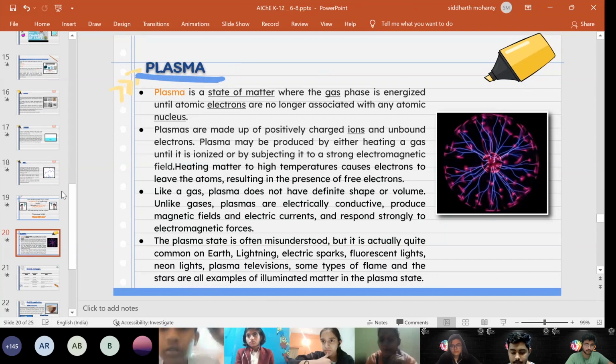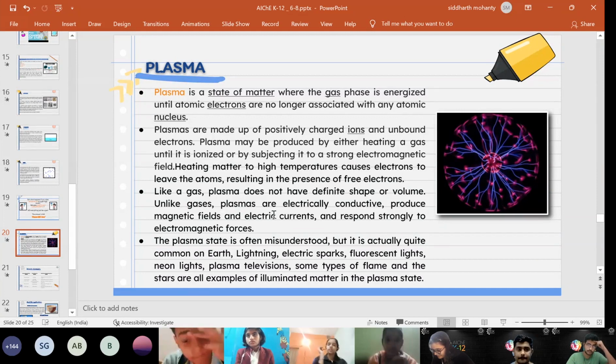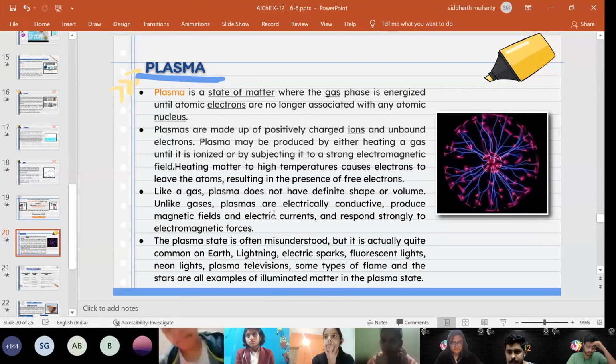So what is plasma? Plasma is a superheated matter, so hot that the electrons are ripped away from the atom, forming an ionized gas.